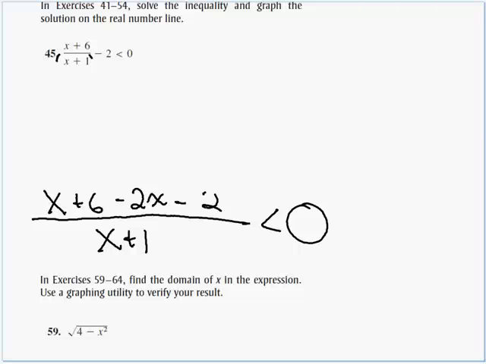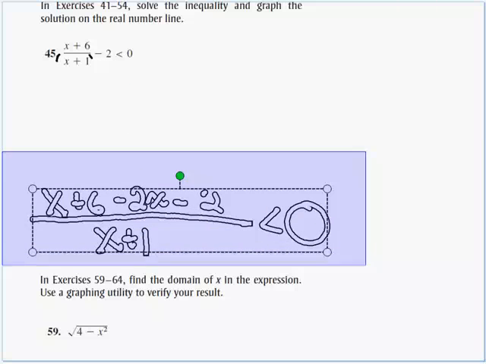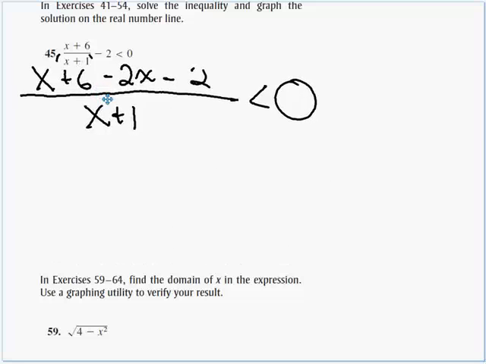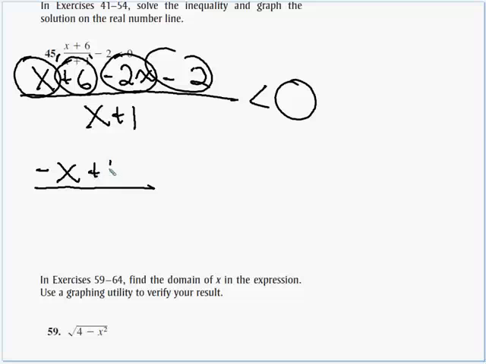So let's combine some like terms in that numerator and then see what our key numbers are going to be. We got x minus 2x, that's negative x. 6 minus 2 is 4. And that's over x plus 1, less than 0.